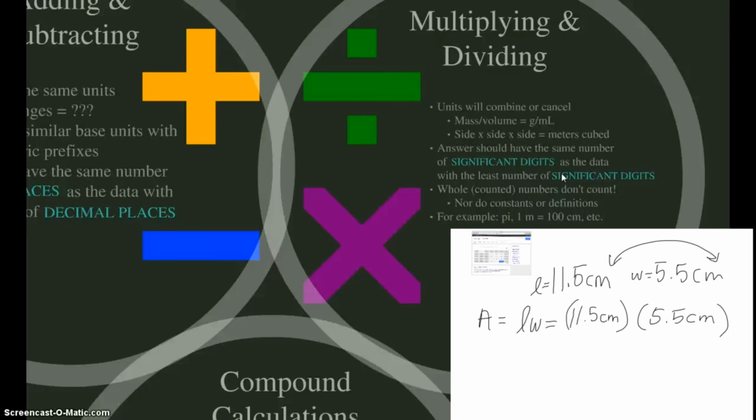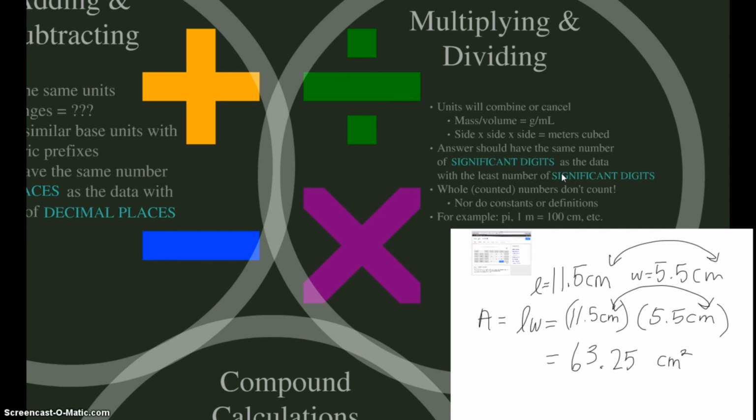Okay, and I put that into my calculator. My calculator is going to tell me that this is 63.25, and then my units, since they're multiplied together, they combine to centimeters squared. Now I want to ask myself, how many digits should my final answer have? And what I'm telling you is, multiplying and dividing, we look at significant digits.